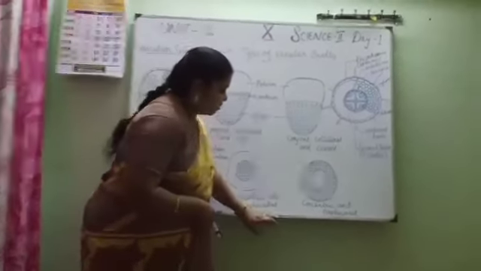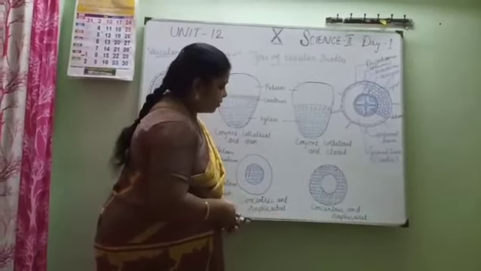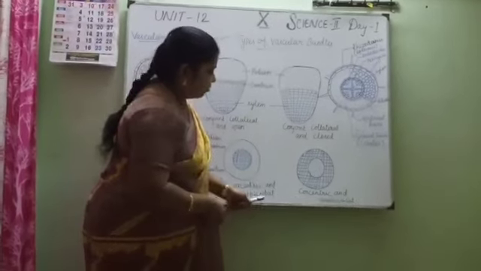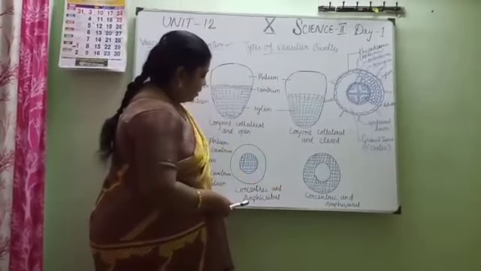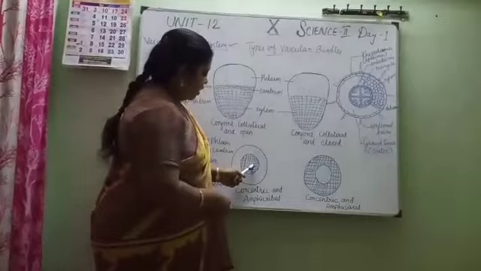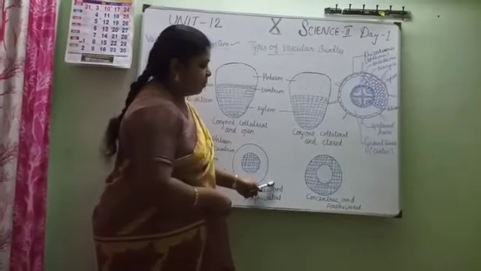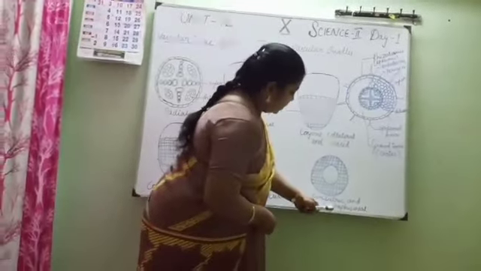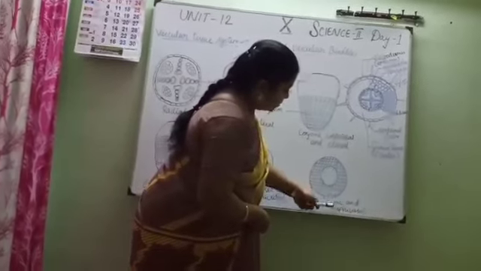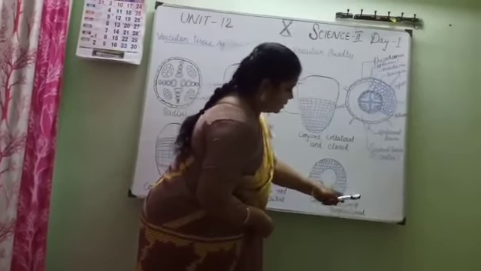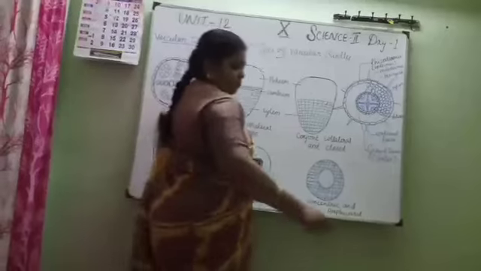Next, concentric vascular bundle. There are two types of concentric vascular bundle, amphicribal and amphivasal. Amphicribal: phloem surrounds xylem. Example, fern. Amphivasal: xylem surrounds phloem. Example, Dracaena.